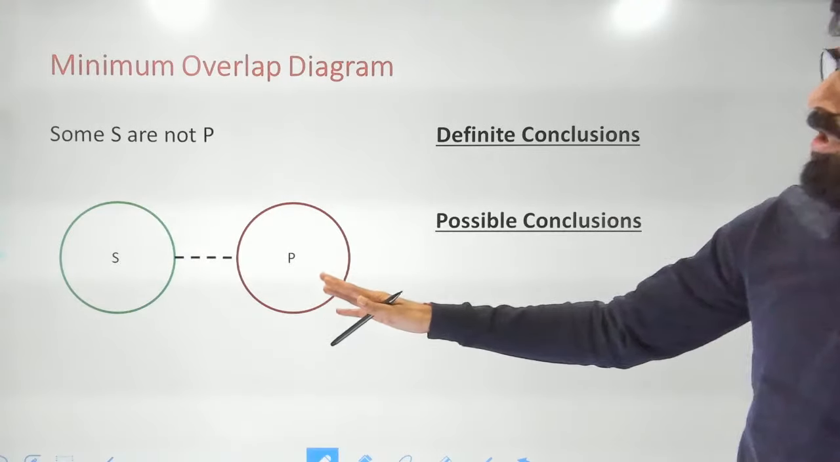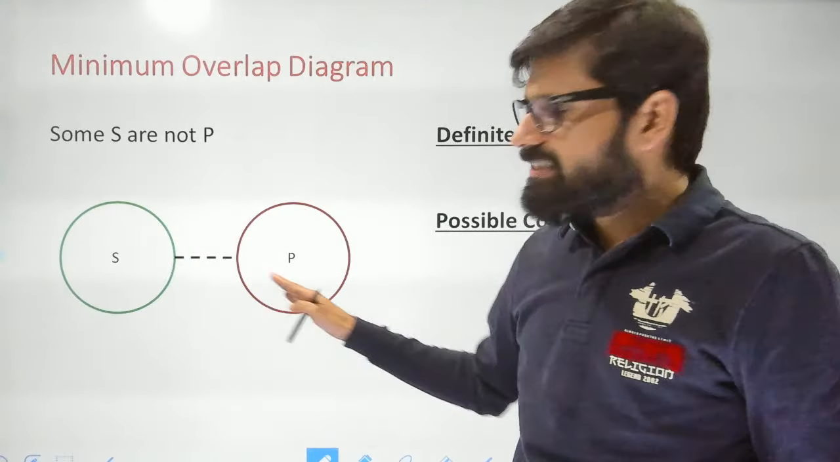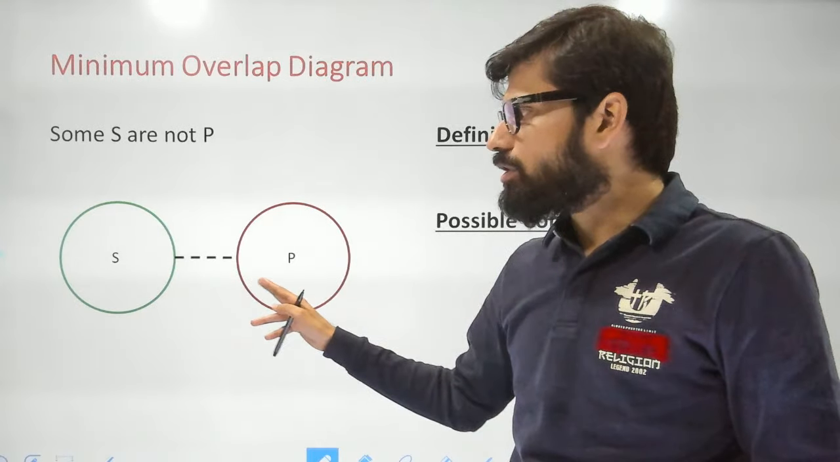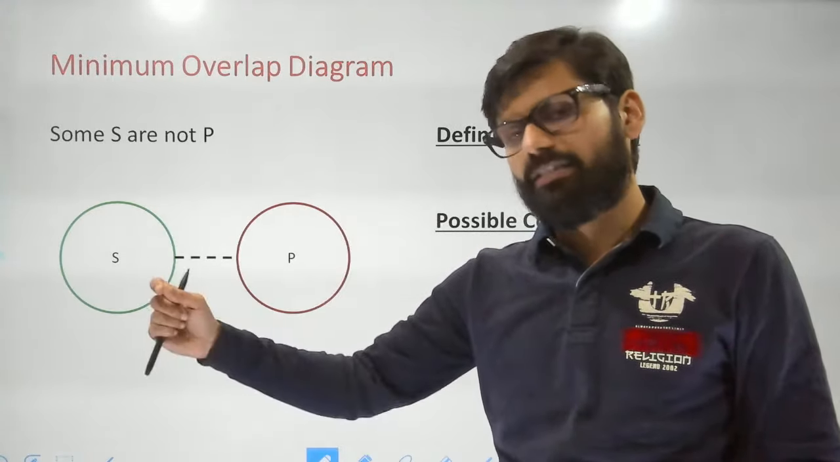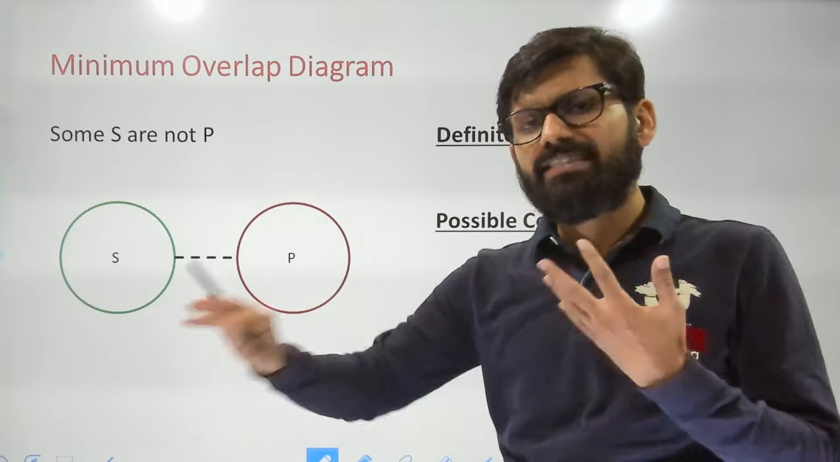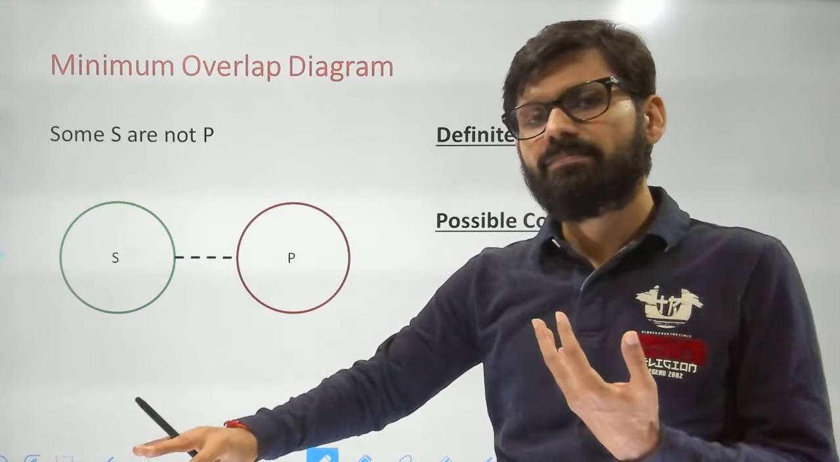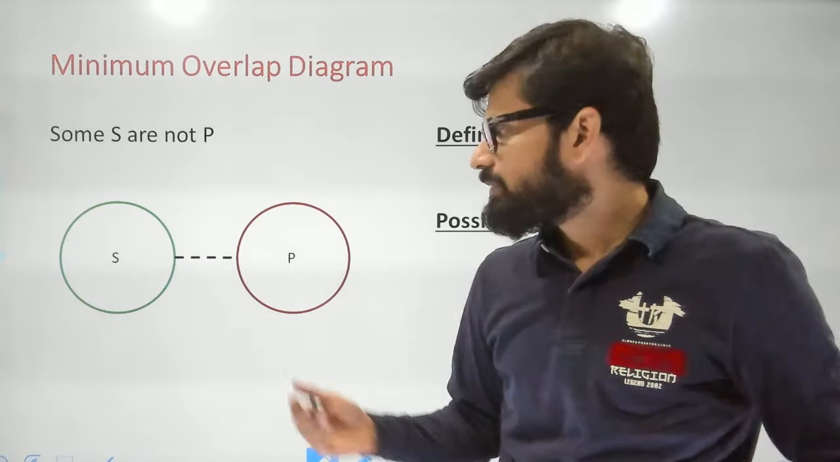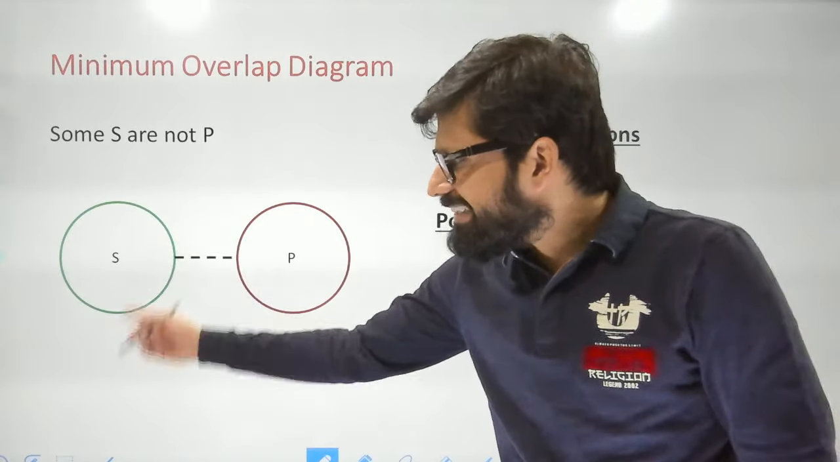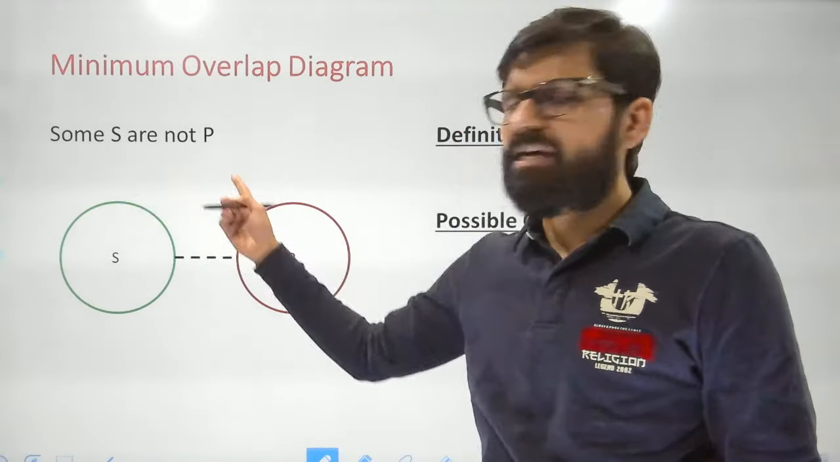So let's understand what "Some S are not P" means, right? We are drawing this diagram. "Some S are not P", and this is very similar to the diagram we drew for "No S is P". We showed S and P as disjointed sets when we were drawing "No S is P", and that was pretty understandable, right? Why are we drawing this diagram for even "Some S are not P"?